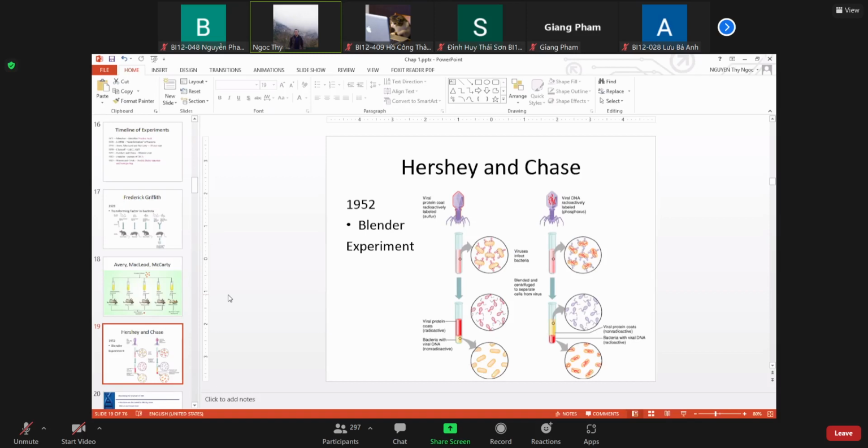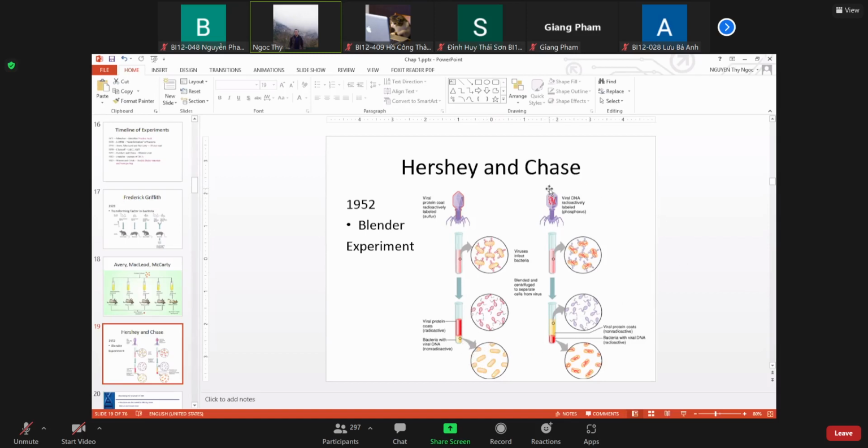So in the first experiment, the virus's protein coat was radioactively labeled with sulfur. They used S35 instead of S32. Then the phage was injected into bacteria, and the results showed that none of the radioactive label was inside; none of this protein was injected into the bacteria.